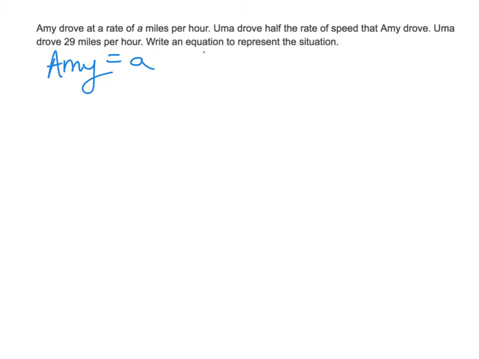We also know that Yuma drove at half of that speed. So 1/2 of A would be 1/2 times A. And we want to figure out how to write an equation to show this, okay? Now, the last sentence says Yuma drove 29 miles per hour, okay? Yuma drove 29 miles per hour. That means that 29 is equal to 1/2 of A. And there is my equation.